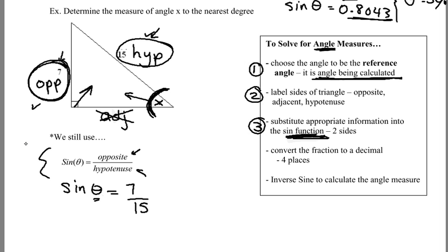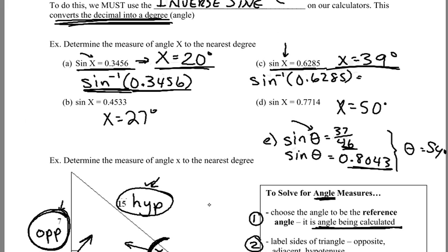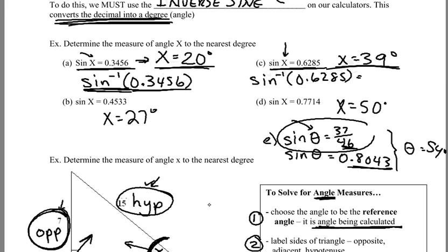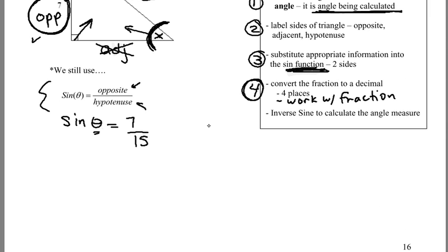And at this point, well, we just looked at this. There are 2 things to do. We can convert the fraction to a decimal, 4 decimal places, or we can just say, hey, we're going to work with the fraction. Because what you see now is exactly the kind of thing we were practicing yesterday. Here's our sine theta equals 7 over 15. Yesterday we did a bunch of these. So what do we want to do? Last step to solve, we inverse sine to calculate the angle measure.